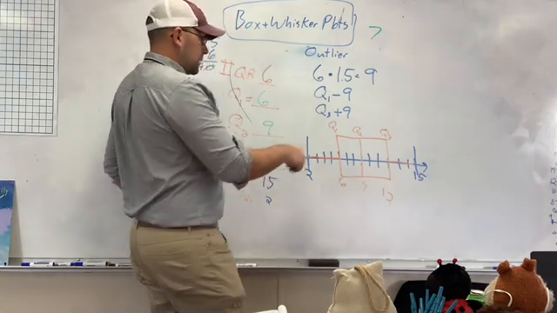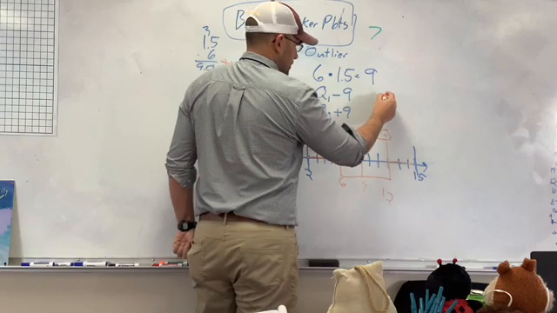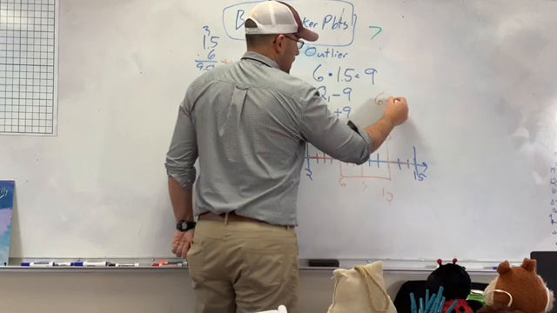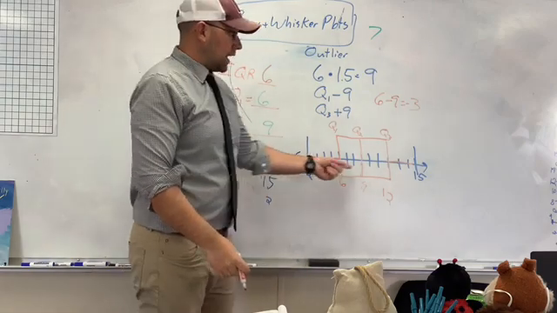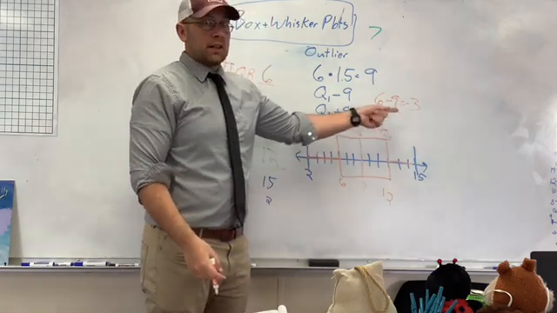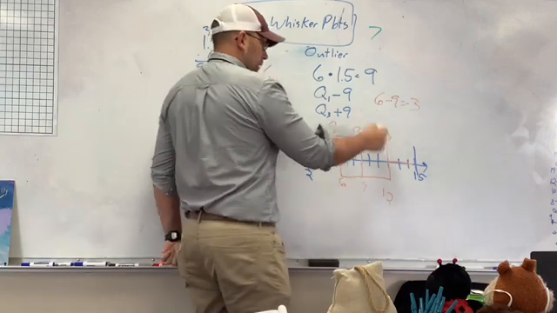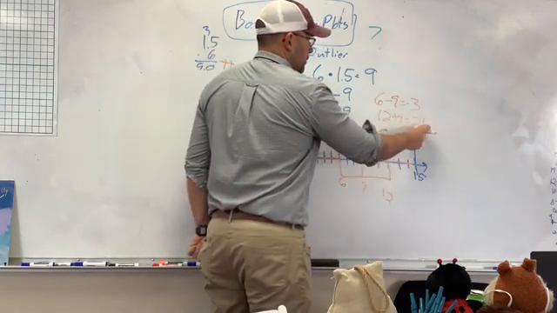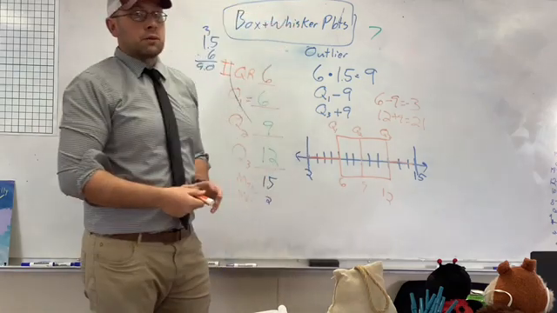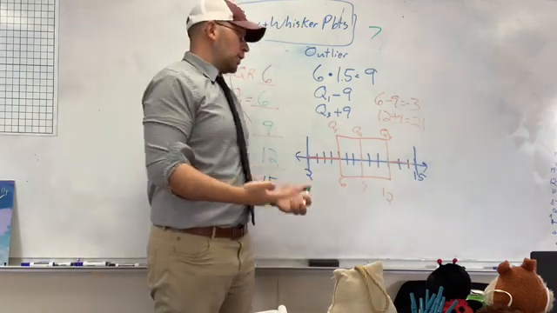Alright, so my Q1 is 6. So 6 minus 9 is negative 3. Do I have any numbers on this line that are less than negative 3? No. So my Q3 is 12. 21. Do I have any numbers greater than 21? No. So I have no outliers.